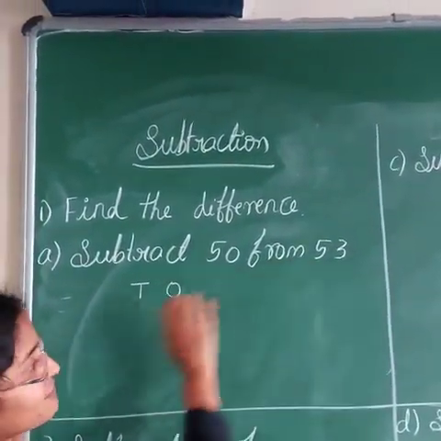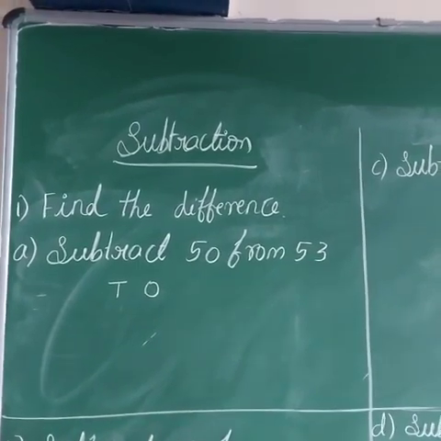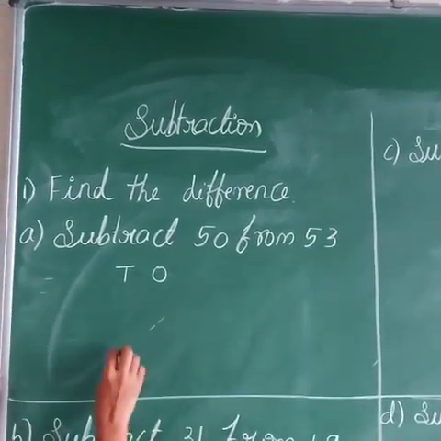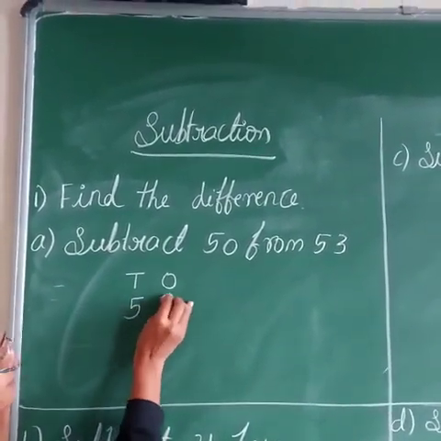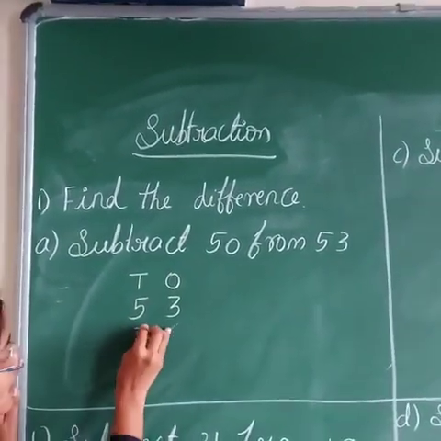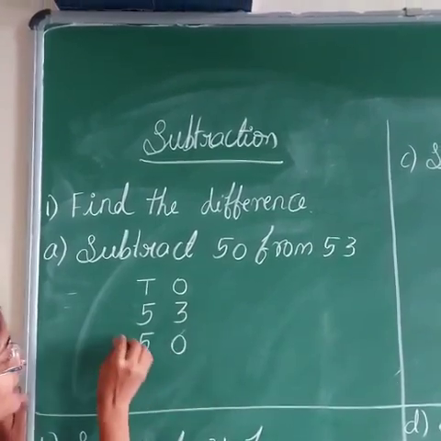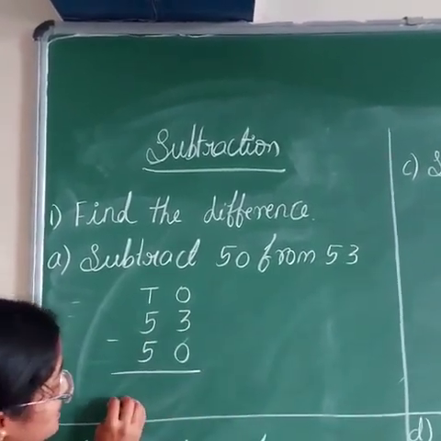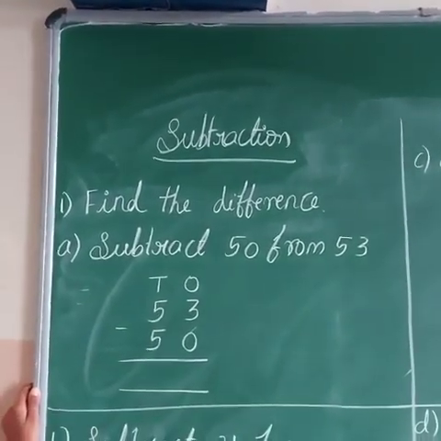In 50 and 53, which is the bigger number? Yes, 53 is the bigger number. So write 53. After that, 50 is the smaller number, so write 50 after 53. Now find the difference.